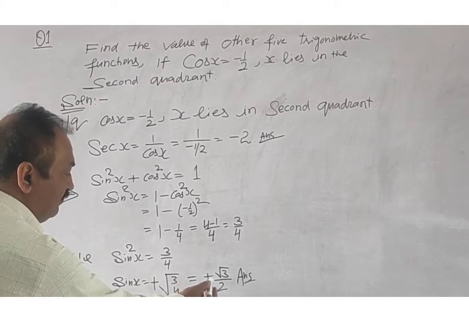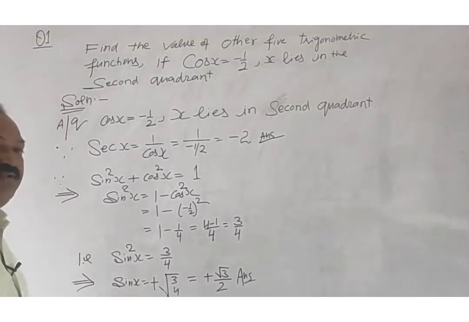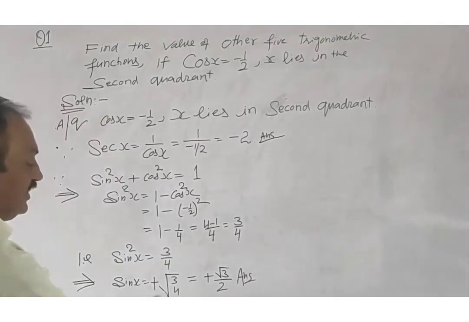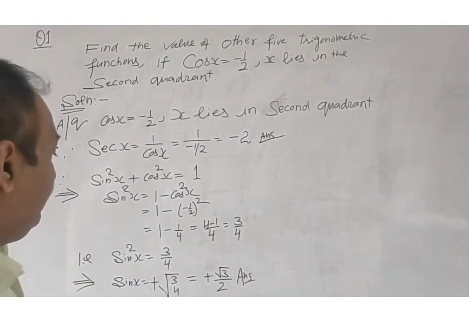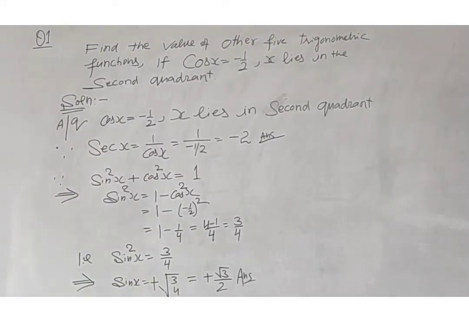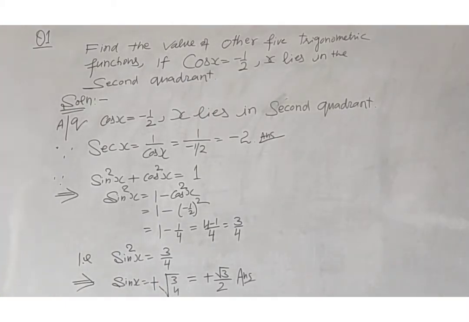That is equal to plus under root 3 upon 2. Only positive sign after taking the square root, because x lies in the second quadrant and sin x is positive in the second quadrant. You can also write here, because x lies in the second quadrant, therefore the value of this trigonometric function sin x will be positive. After taking the square root, you have to take the sign positive only.